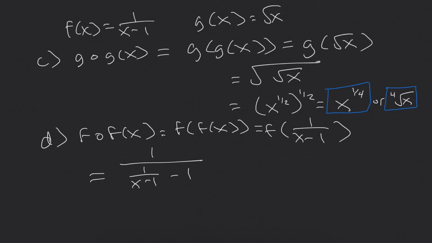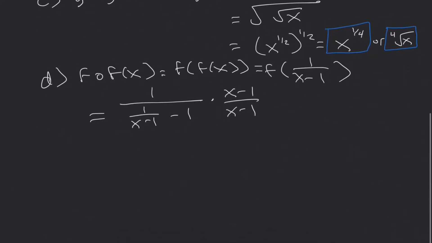I imagine probably half of you would want to get a common denominator. Maybe the other half would want to just clear the fractions. That's my personal preference, so I'm going to do it that way. I'm going to multiply top and bottom by x minus 1 over x minus 1. I think that's a little bit easier. And you don't have to agree with that. You can certainly get a common denominator instead if you'd like to.